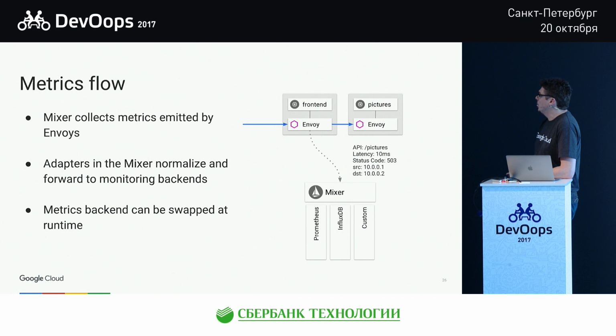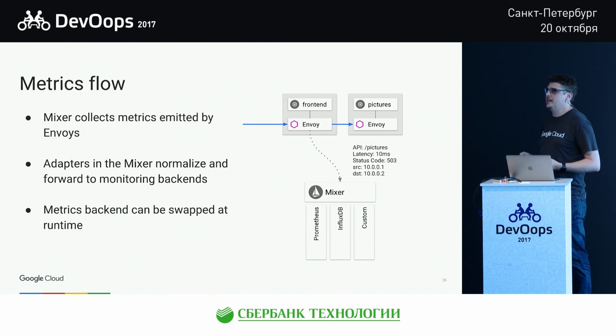Let's have a look at how that works. When you make a call to a particular service, the proxy sends information about that call off to the mixer. It will say things like how long it took to serve that particular request, what the status code was, and the source and destination IP.